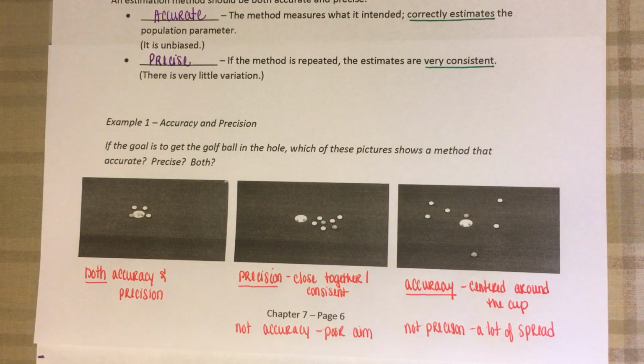So as we're going through and we're looking at our sampling distributions in the next few examples, we're going to be thinking about these ideas of accuracy and precision. Accuracy, again, is whether or not things are correctly estimated. It is unbiased. And precision has to do with variation, has to do with spread. How consistent are the results that we are getting?